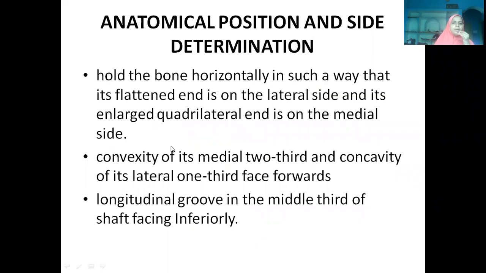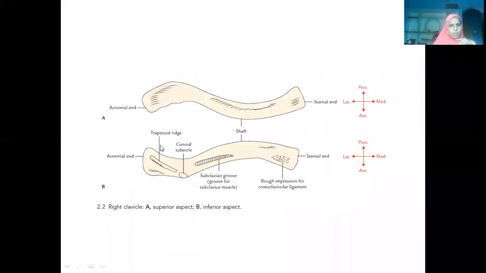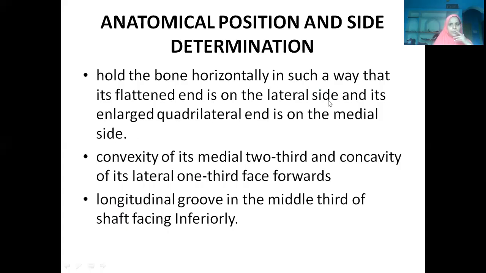Okay. Then anatomical position. How to determine? We have to hold the bone horizontally in such a way that its flattened end is on the lateral side, beta. Which is the flattened end? I will show you. See, this is the flattened end, lateral 1/3. It should be lateral, and the round conical, something like cone-like or prism-like area, this is the medial 2/3. Okay, like that you should check. Flattened end is lateral side. Enlarged quadrilateral end is on its medial side. Convexity is medial 2/3, isn't it? Concavity is lateral. It is something like this, beta.